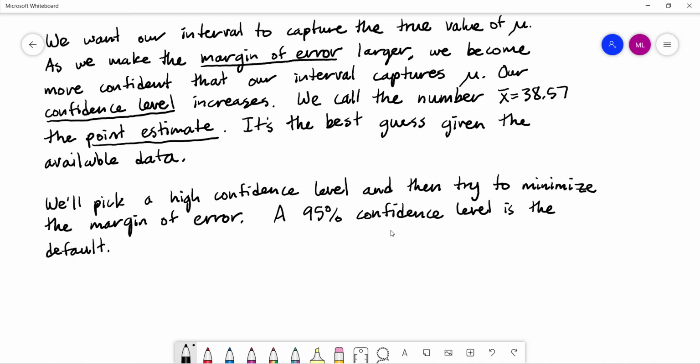And so just keep this type of thing in mind. Statistics are telling us the most likely outcome. They aren't guaranteeing an outcome. So in this case, a 95% confidence level is what we're going to use, and we want to make the margin of error as small as possible. So let's actually try to do it for this problem.